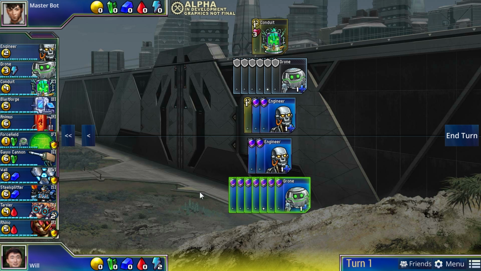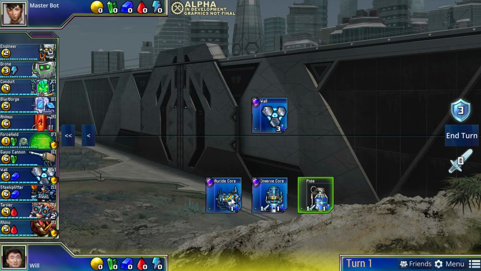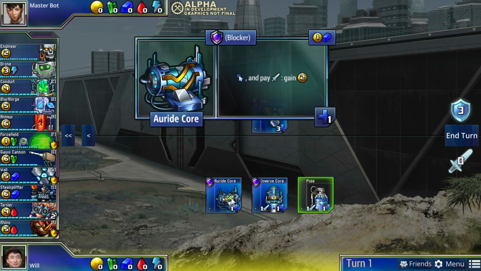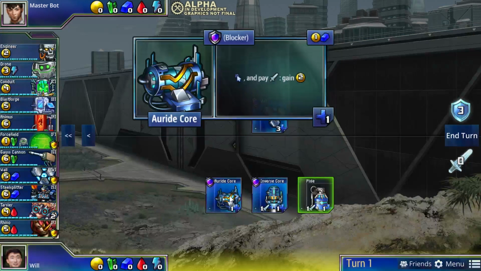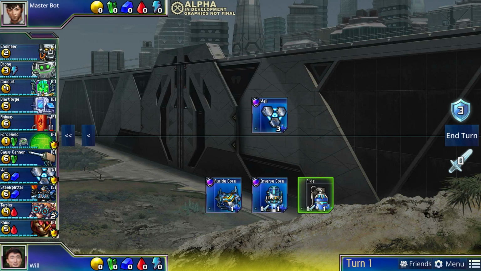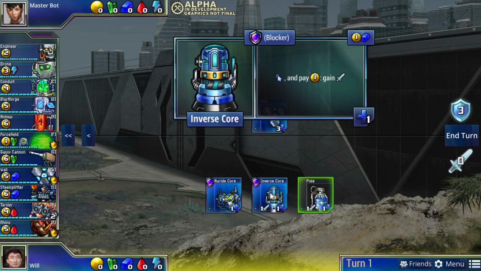Let me show you a trickier example. In this situation, Override Core is a machine that can convert 1 attack power into 2 gold. Inverse Core converts 1 gold into 1 attack power. So between the 2 cores, I can actually make a profit, because Override Core gives me 2 gold for the attack power, and then Inverse Core only requires 1 gold to produce back the same attack power.